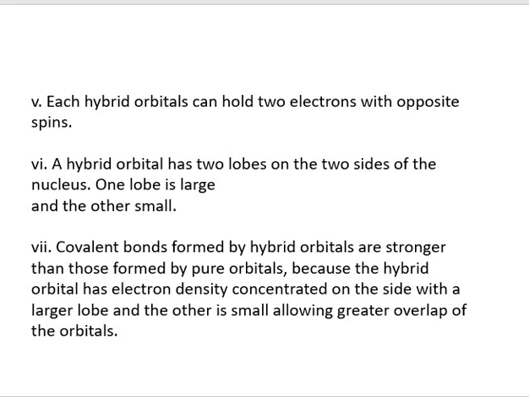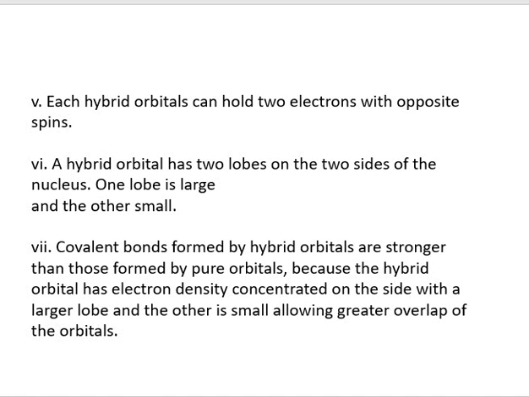And the last is that covalent bonds formed by hybrid orbitals are stronger than those formed by pure orbitals, because the hybrid orbital has the electron density concentrated on the side with the larger lobe, and the other is smaller, allowing greater overlapping of the orbitals.